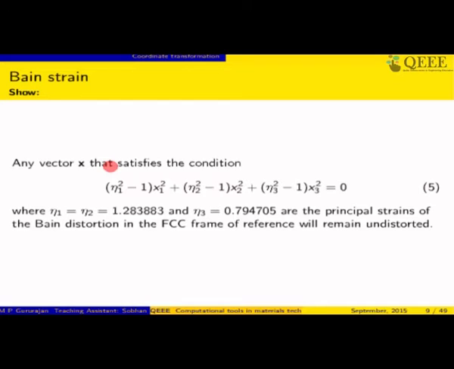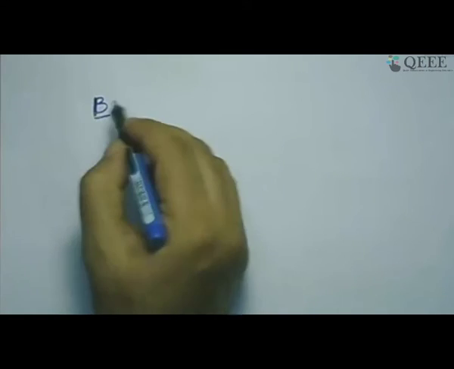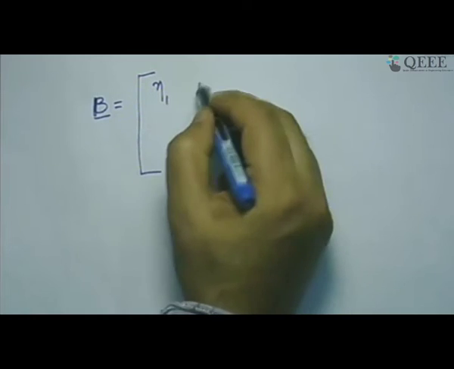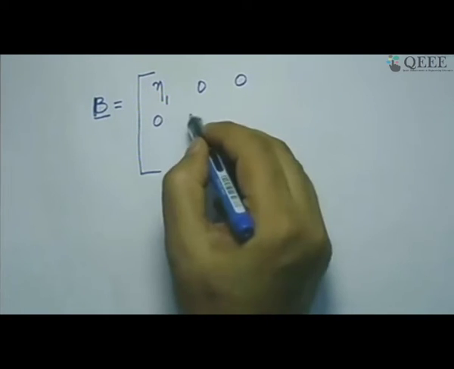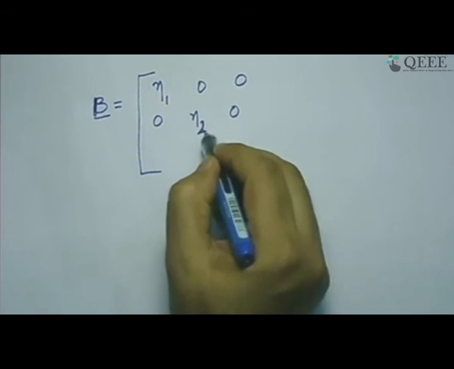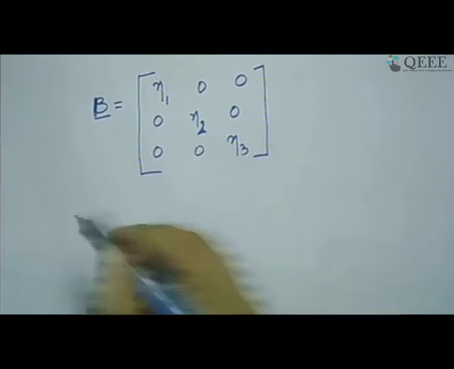It's fairly simple. You have already seen how we have done the computation, the numerical calculation. What I'm going to do is do it analytically. Let me take the B matrix, and I said that it consists of eta 1, 0, 0; 0, eta 2, 0; 0, 0, eta 3. Okay, so this is the B matrix.